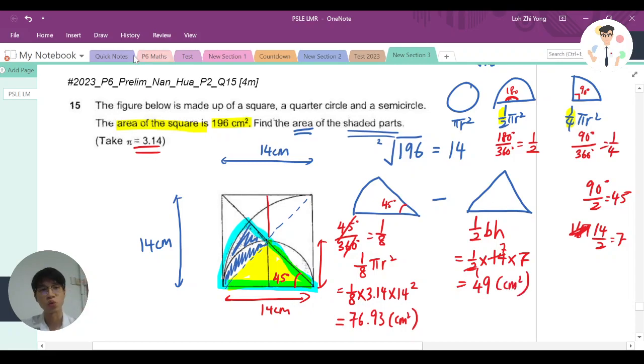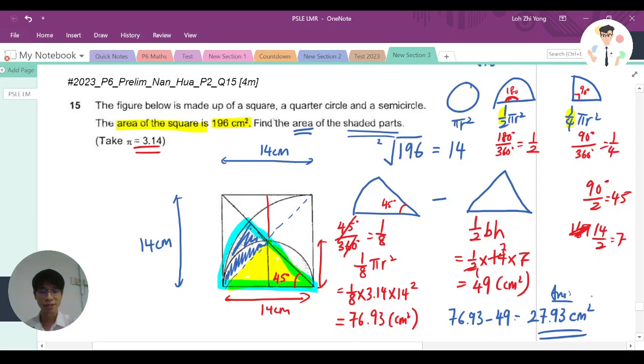And again, what I need to do is just minus it to find the shaded part. So my last step, 76.93 minus 49. And the answer will be 27.93 cm squared. Of course, put that at the bottom.